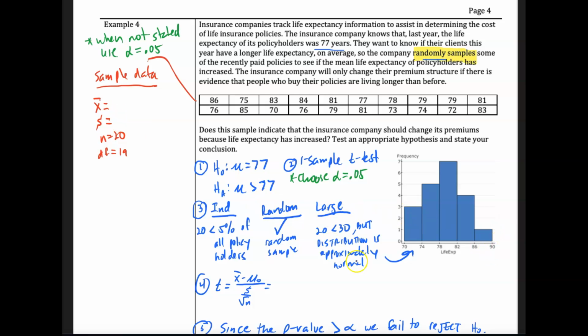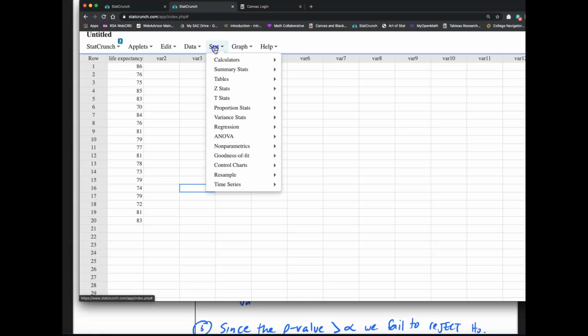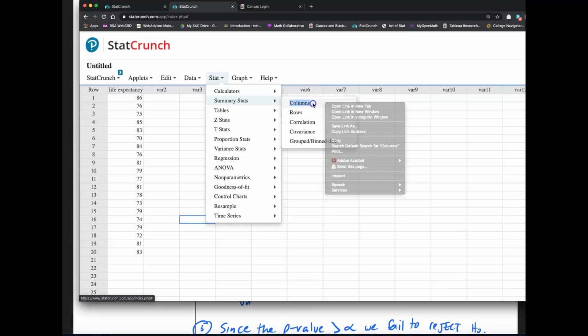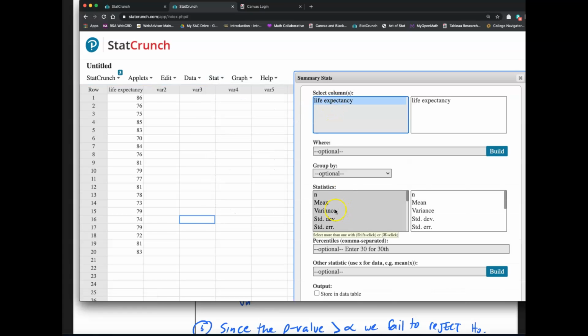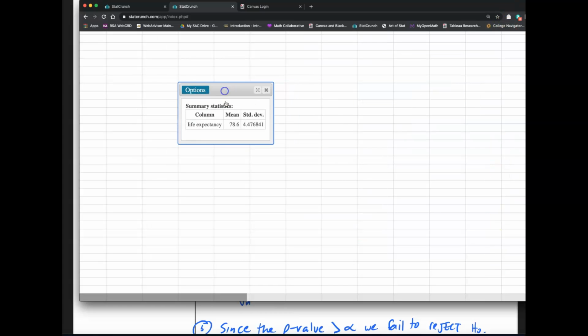So when you're given the data instead of the summary, you then have to put the data into StatCrunch. Sometimes this may happen when you're given data instead of summarized data. Then you do what we know how to do: summary statistics, columns. I need the mean and standard deviation. This is a sample, so I just need the mean and the standard deviation. We'd compute that. There's our numbers, 78.6 and 4.477.